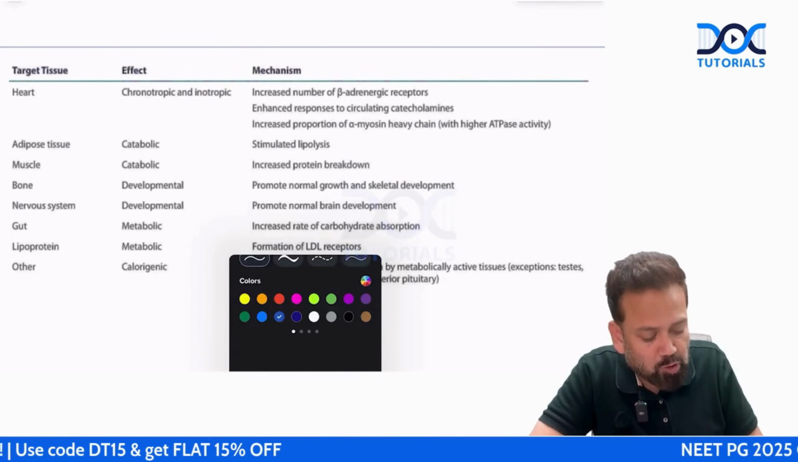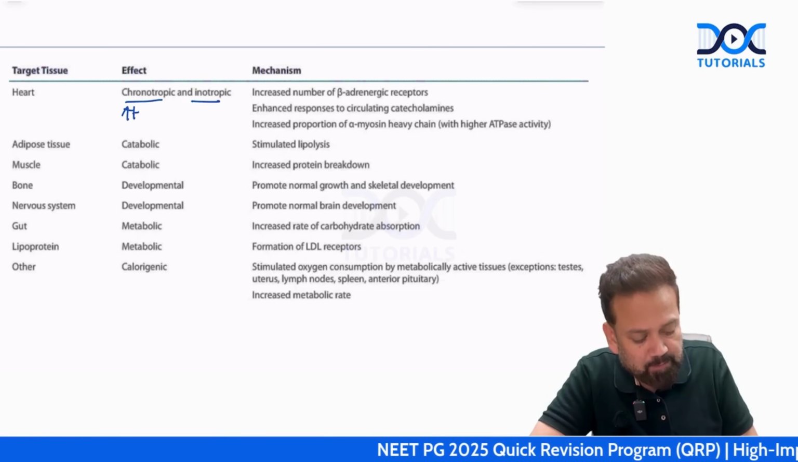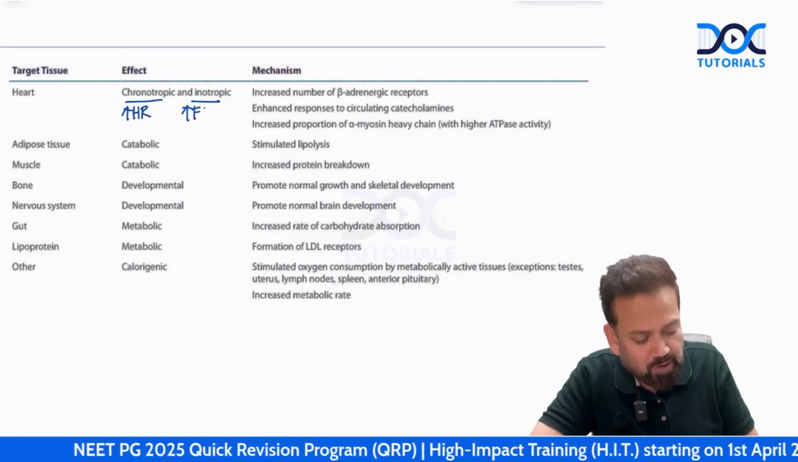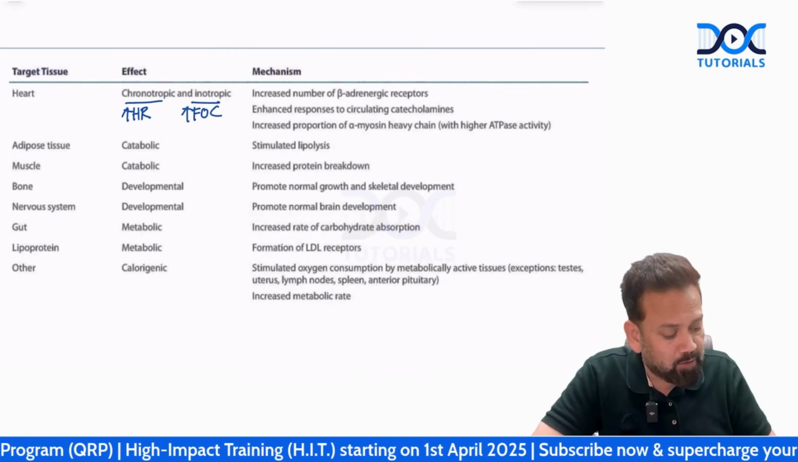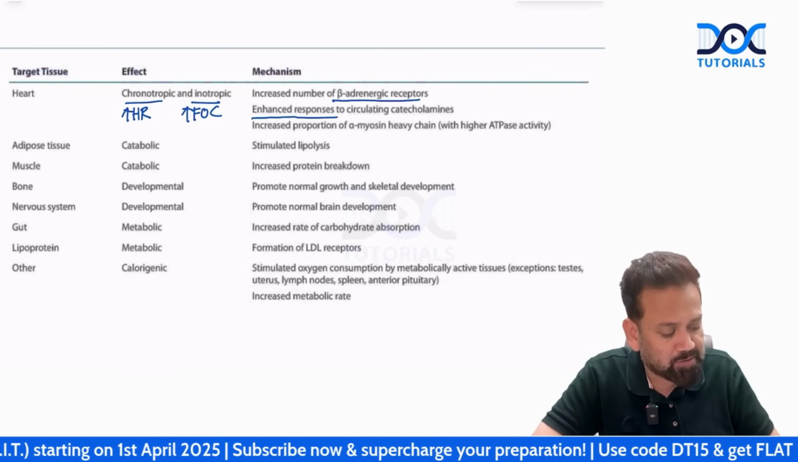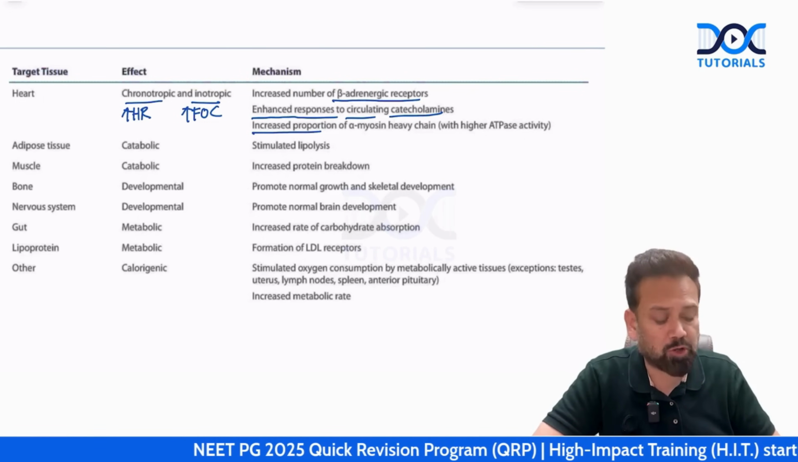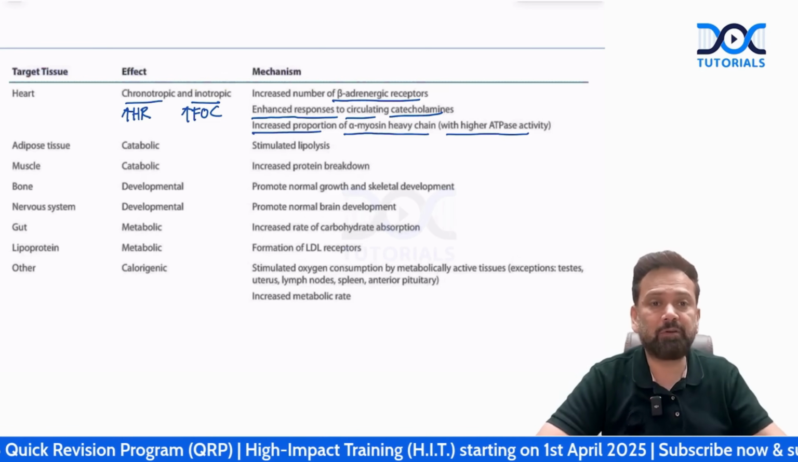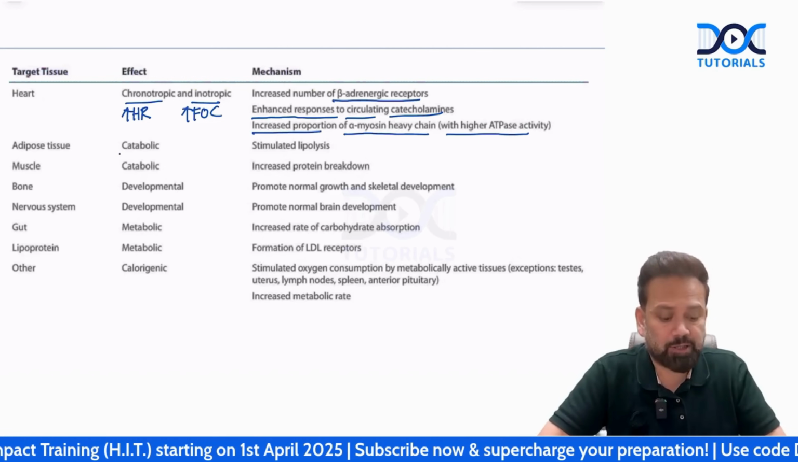Now the function of thyroid hormone on the heart. It has chronotropic and inotropic effects. What is chronotropic? Increases heart rate. What is inotropic? Increases force of contraction. How? By increasing the number of beta adrenergic receptors. It enhances the response of circulating catecholamines, and it also increases the proportion of alpha myosin heavy chain with higher ATPase activity, and this can cause more force of contraction.